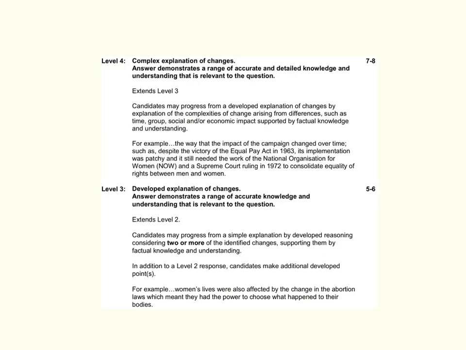So in order to get good marks on this question, you want either a developed explanation of changes for up to 6 marks, note changes, so it wants at least 2 changes, and it wants you to explain what happened. But for level 4, it wants a complex explanation of changes. So again, you want 2 changes, but the complexity is by explaining how long or how big the change was.